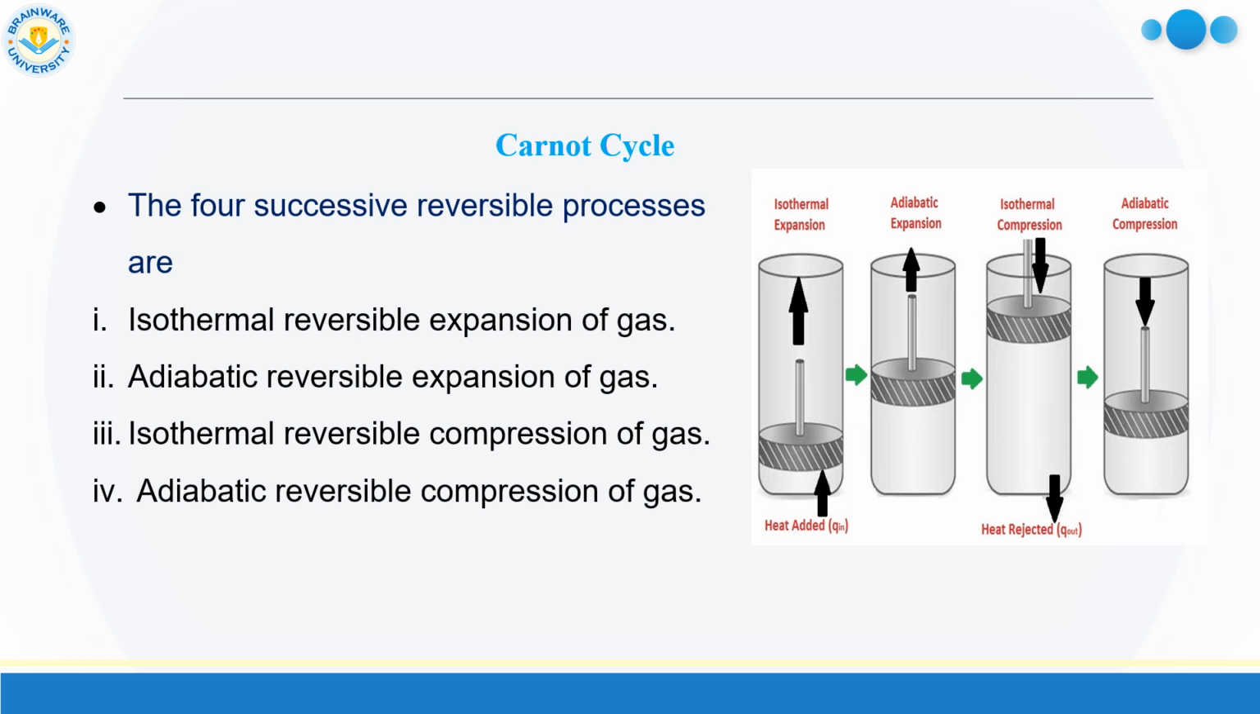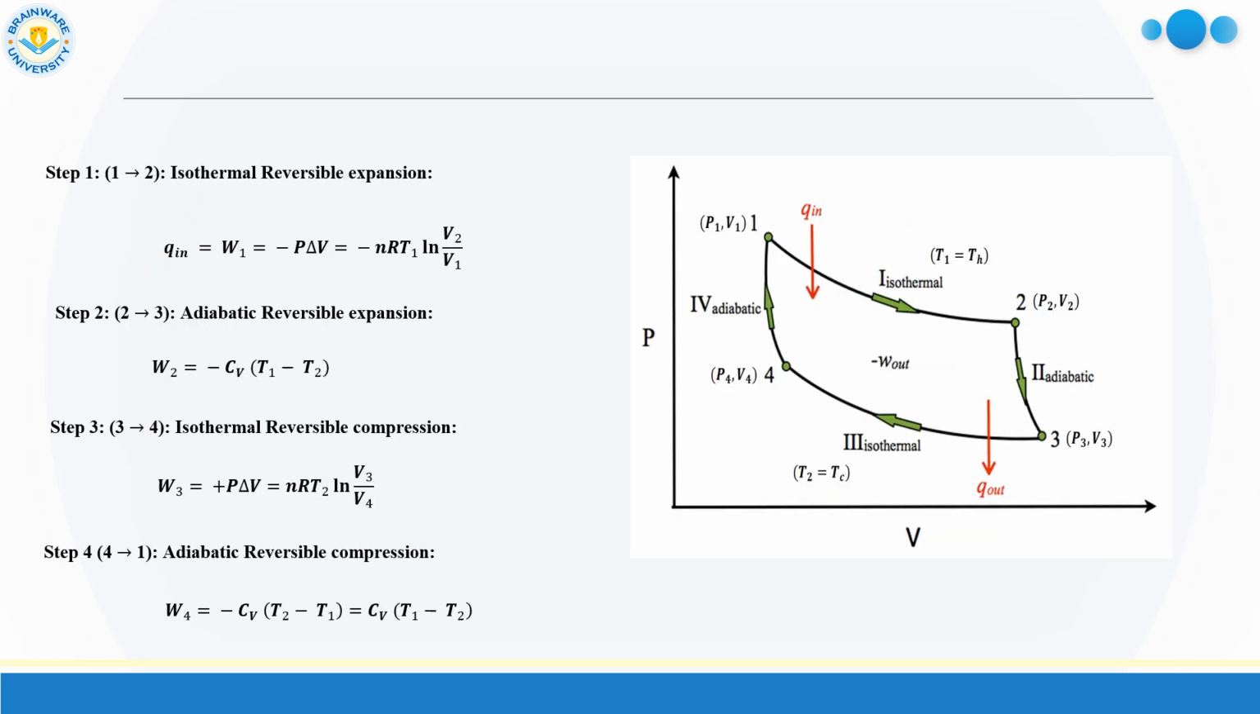Now, let us describe a very important concept of thermodynamics called the Carnot cycle. This is an imaginary cyclic process given by Sadi Carnot. Here four successive reversible processes occur in this order. The first one is isothermal reversible expansion of a gas. The second one is adiabatic reversible expansion, the third one is isothermal reversible compression, and the fourth one is adiabatic reversible compression of a gas.